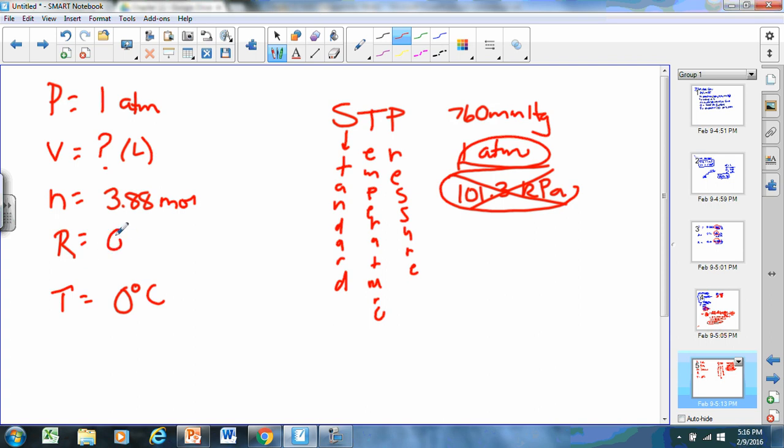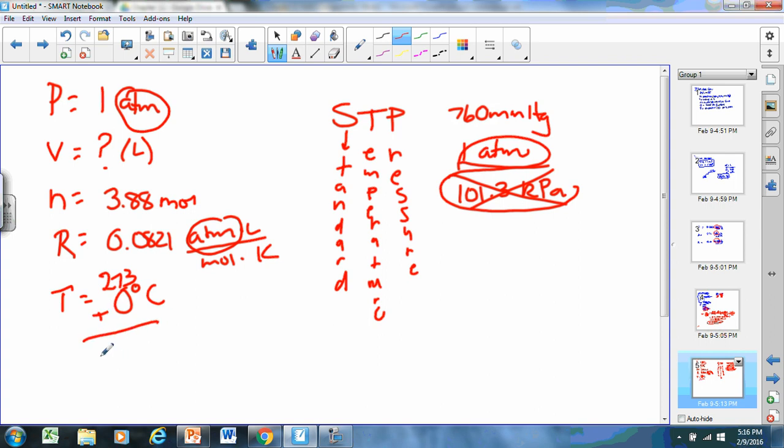R is 0.0821 atmospheres times liters over mole times K. So here's what we do. If I pick pressure in atmospheres, I have to pick the R in atmospheres. Make sure volume is in liters. Well, we don't have to do that because we're solving for that. That's mole. And then temperature has to be in Celsius, or sorry, Kelvin. 273 plus 0 is 273 K.